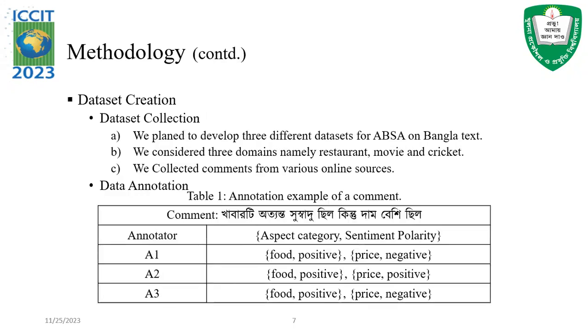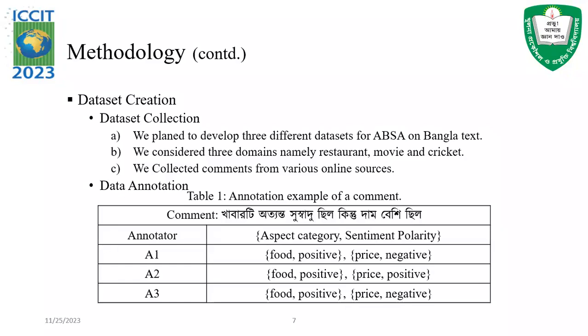Dataset collection. We planned to develop three different datasets for ABSA on Bangla text. We considered three domains, namely restaurant, movie, and cricket. We collected comments from various online sources. Some synthetic data were also created.